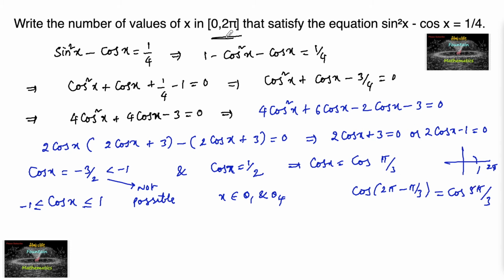So the number of values of x for which the condition is satisfied is x is equal to pi by 3 and x is equal to 5 pi by 3. For these two values of x in 0 to 2 pi, the equation is satisfied. Okay, right. Thank you.